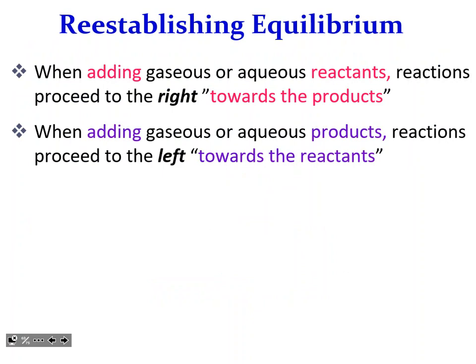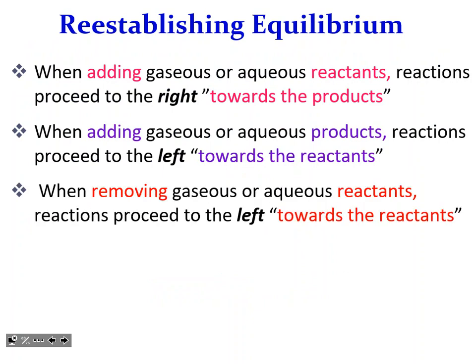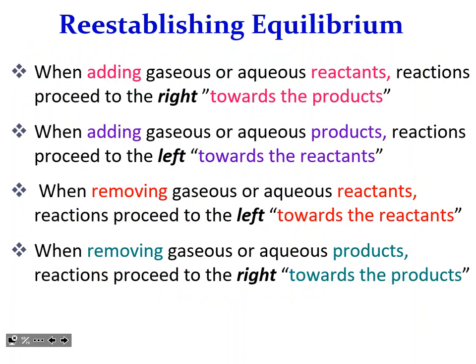So for that case, when adding a gaseous or aqueous product, adding in the product is going to increase the numerator of the reaction quotient, therefore Q will be greater than K, and then you can say it will proceed towards the reactants. So you can give your explanation that way. Removing gaseous or aqueous reactants, reactions proceed to the left towards the reactants. And when removing the gaseous or aqueous products, reactions proceed to the right towards the products. Just getting the correct phrasing in there.